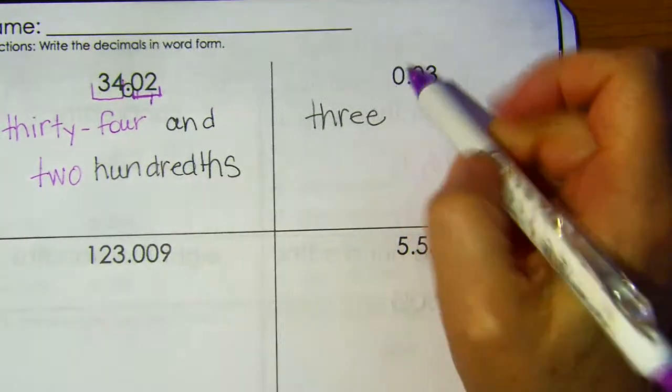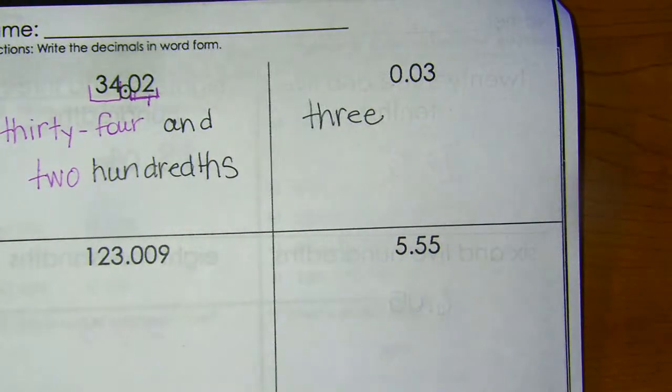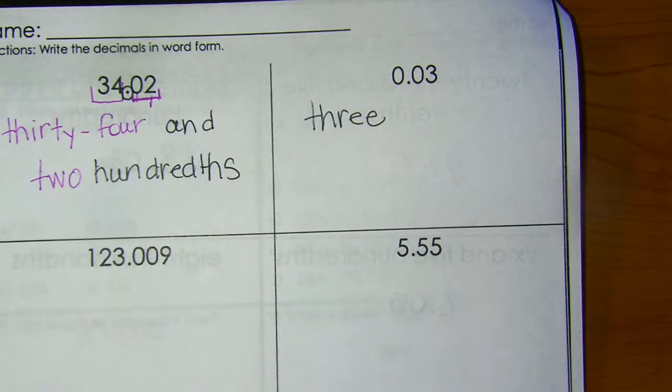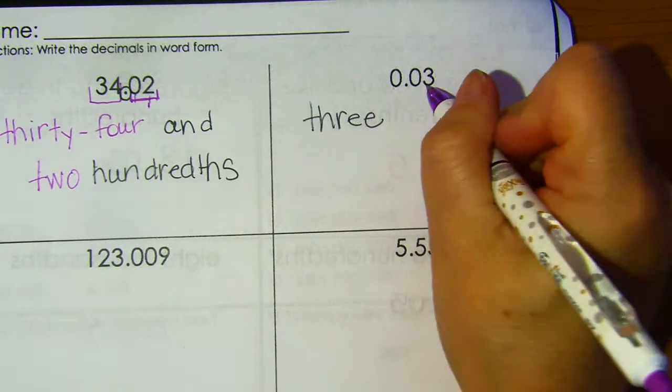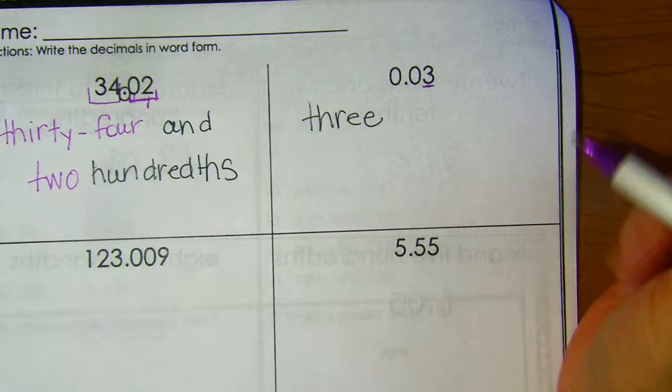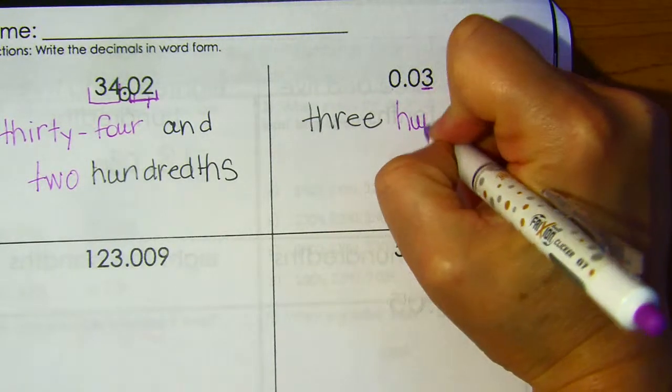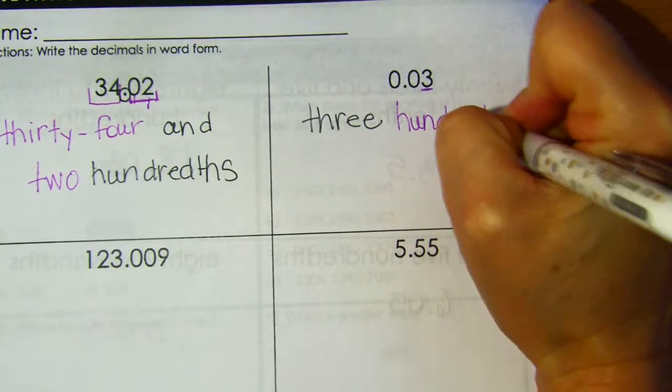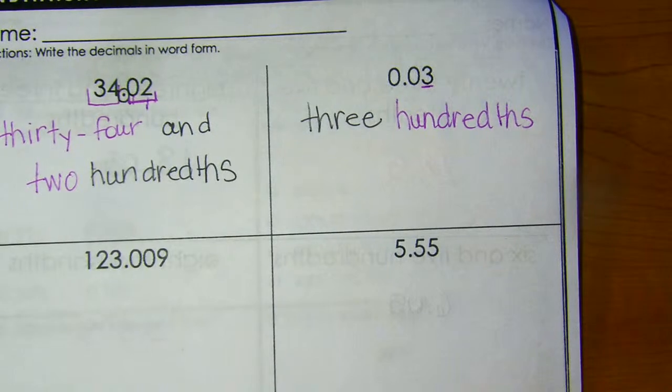We don't need to say 0 and, because we would never say 0 as a number if it's not there. So we would just say 3, and then we would say the place value it ends in, and we just counted out that that was hundredths. So 3 hundredths.